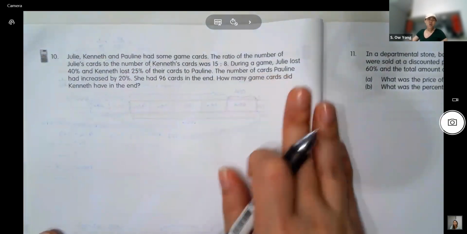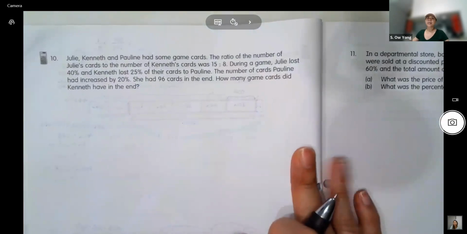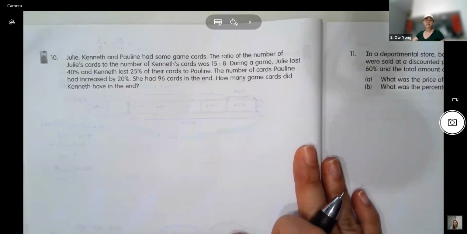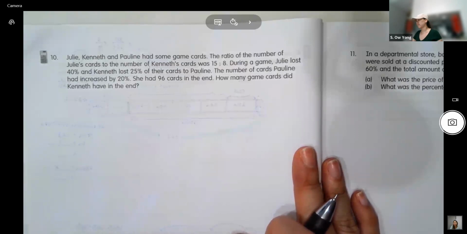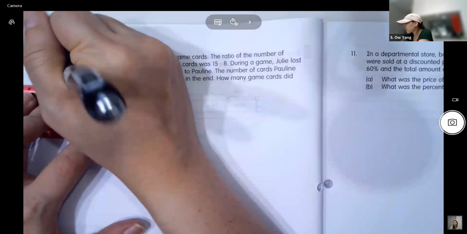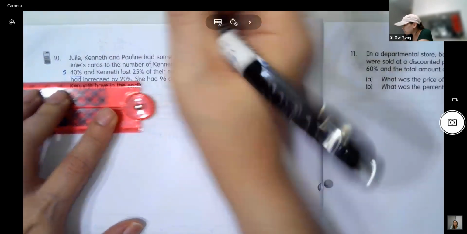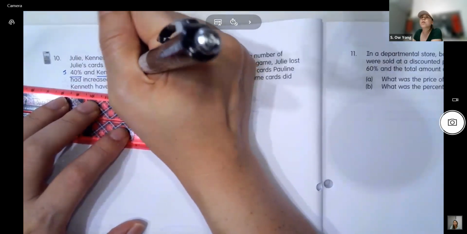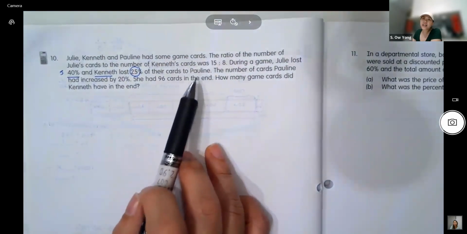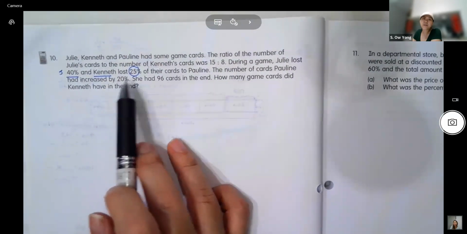Question 10. Julie, Kenneth, and Pauline had some game cards. The ratio of the number of Julie's cards to the number of Kenneth's cards was 15:8. During a game, Julie lost 40% and Kenneth lost 25% of their cards. Take note now. Julie lost 40% of Julie's cards. Kenneth lost 25% of his cards, all to lose to Pauline. The number of cards Pauline had increased by 20%.